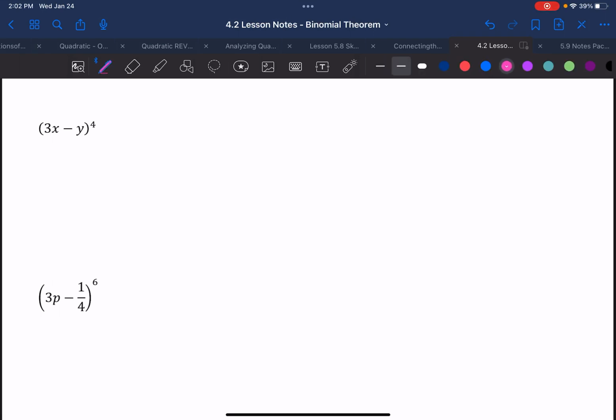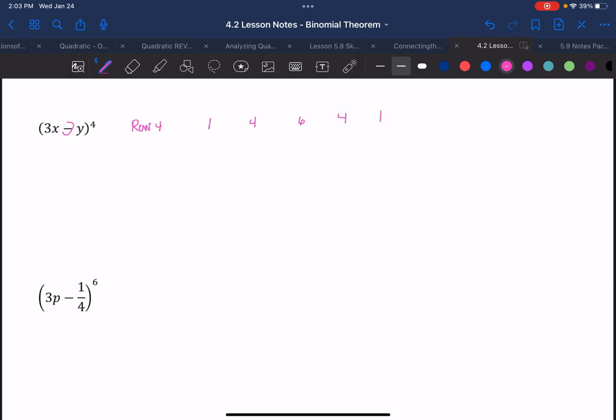So continuing our binomial expansion with our next example. We're going to complete (3x - y) to the fourth power using Pascal's triangle to do that. So in Pascal's triangle, I'm going to go to row 4 and collect the coefficients. The coefficients are 1, 4, 6, 4, 1.